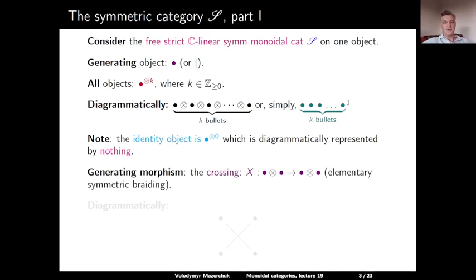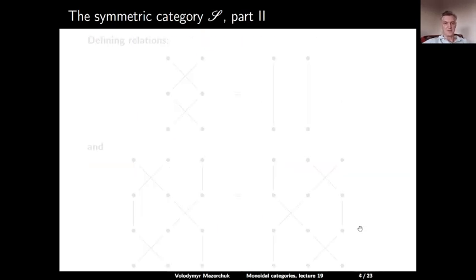So next, we define the generating morphisms in this category. There will be only one generating morphism, which is called crossing, and this will be the morphism from the tensor square of the bullet to the tensor square of the bullet. One usually calls this crossing the elementary symmetric braiding. Diagrammatically, it is represented simply by a crossing. So we read the diagrams from bottom to top. This crossing starts from the tensor square of the bullet, from 2 points, and then we have this crossing which we draw diagrammatically like this.